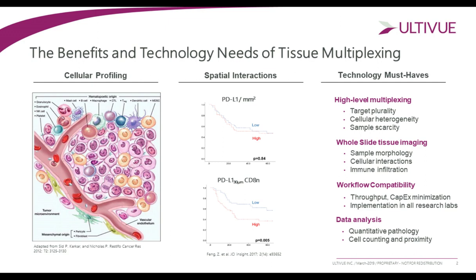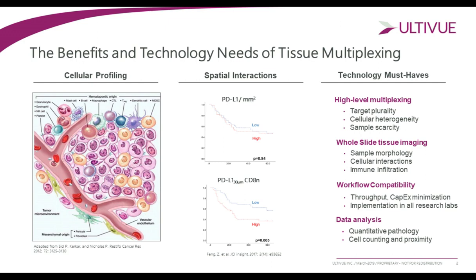When you take into account spatial context with CD8 specifically, you actually get better resolution. You can actually see a stratification of patients from low to high here as far as survival goes when CD8 was taken into account in its distance to PD-L1.